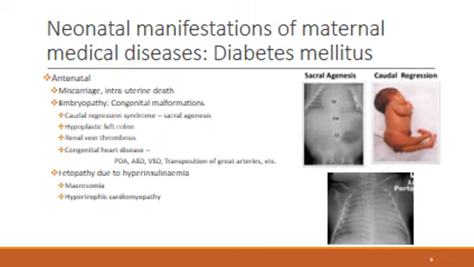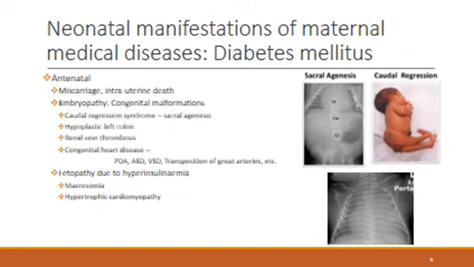Chronic maternal medical conditions can have an adverse effect on the developing fetus. One such example is baby of a diabetic mother, which we did discuss last year. So I'm just going to quickly review that. In the antenatal stage, it's important for the mother to be well controlled during conception and to maintain that for the duration of her pregnancy.